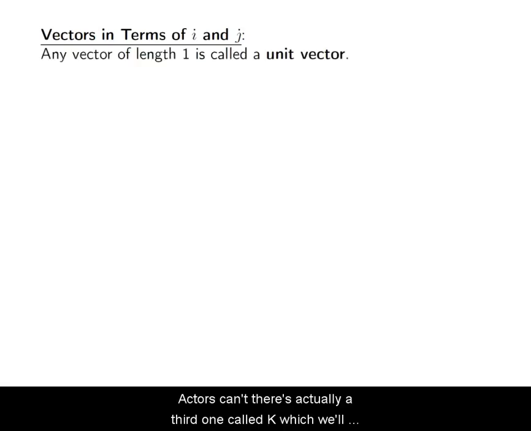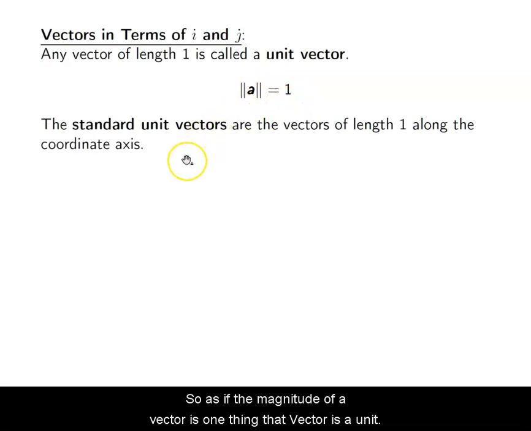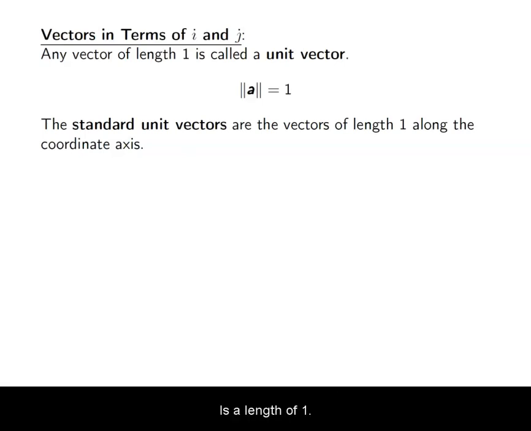So vectors in terms of i and j. We call i and j the standard unit vectors. Okay, there's actually a third one called k, which we'll talk about later on in this chapter. It comes into play when we start talking about things in 3 dimensions. Any vector of length 1 is what we call a unit vector, right? So if the magnitude of our vector is 1, then that vector is a unit vector. The standard unit vectors are the vectors that lie on the axes, right? So i has a length of 1 and it lies on the x-axis. j has a length of 1 and it lies on the y-axis, right?